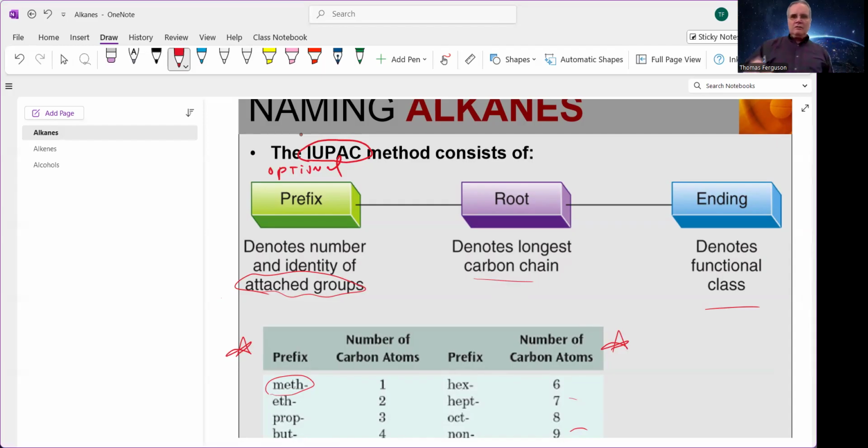Okay, so all of them have a root and an ending. The root has to do with how long is the longest carbon chain: 4 carbons, 5 carbons, whatever. The ending has to do with the functional group. That's that little group that hangs off of the main backbone that gives that molecule its characteristic chemistry. The prefix has to do with any branching.